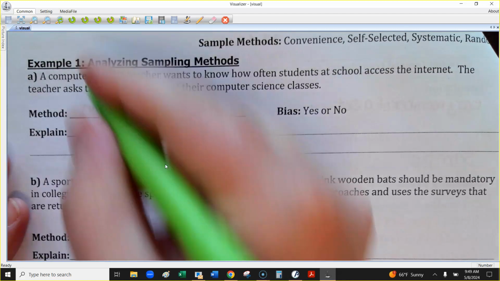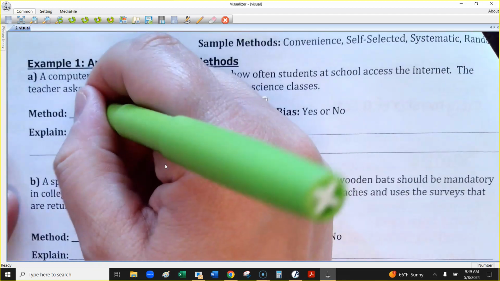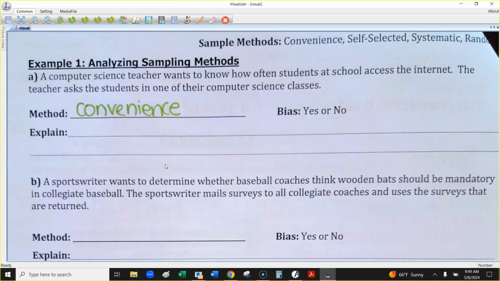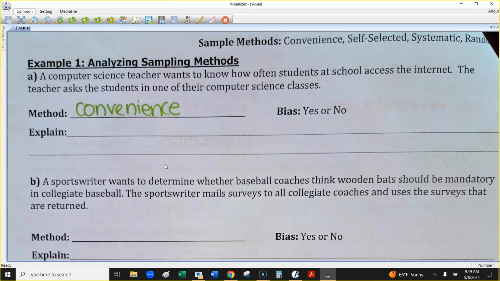Yes, this is convenience, because it's super easy. We're just asking a class. Okay, now, do you think this sampling method in this scenario is biased, or is this a pretty good way to sample? What do you think?